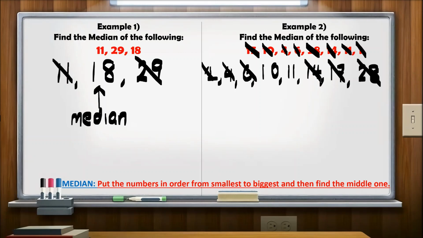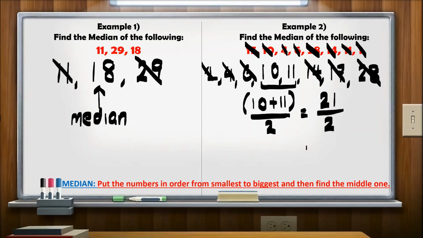Once you are left with two numbers in your data set, like we have here, we are going to find the number which is midway between these two numbers. In order to do this, we are going to add these two numbers together and then divide by 2. So I'm going to add the 10 and the 11 together and then divide by 2. So 10 plus 11 is 21. Divided by 2 will leave me with the median. And the median for example 2 is 10.5.